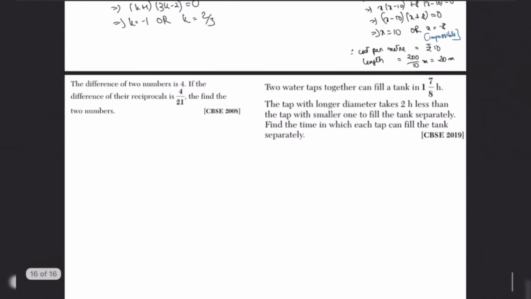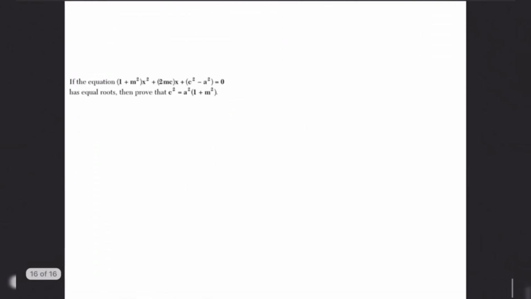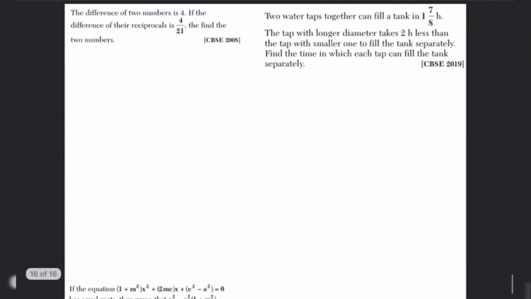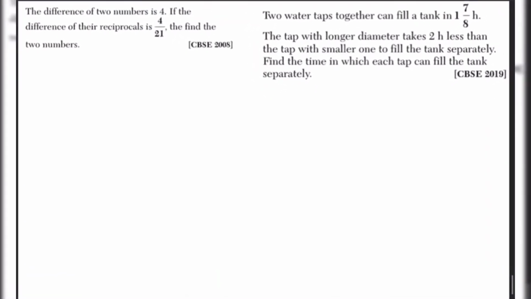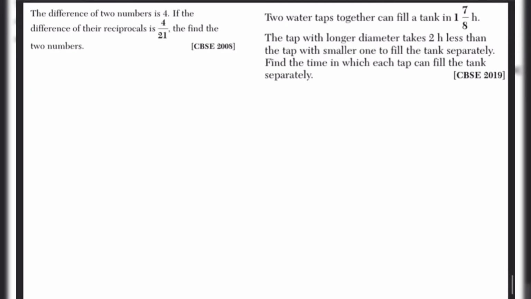Okay, so let's see, we have 3 more problems to go. Right. Difference of two numbers is 4. So let the numbers be x, and the other number is of course x plus 4, then only the difference is 4.